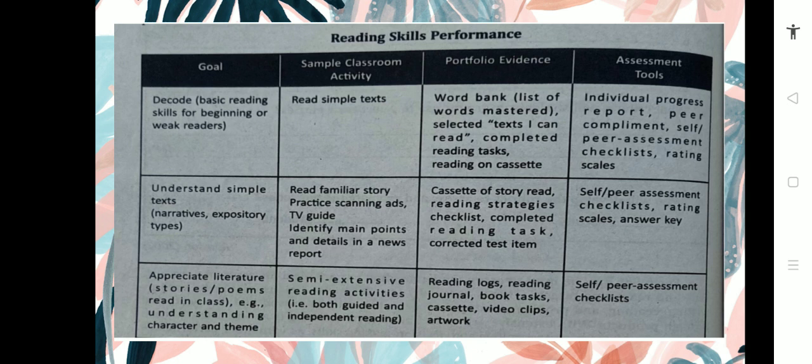Our second goal is understand simple texts like narrative and expository types. Our sample classroom activities are read a familiar story and practice scanning ads, TV guide, identify main points and details in a news report. Our portfolio evidence are cassette of story read, reading strategies checklist, completed reading test and corrected test items. Our assessment tools are self or peer assessment checklist, grading skills and answer key.